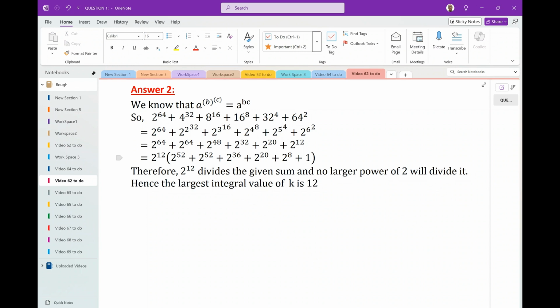Therefore, only 2 to the power of 12 divides the whole sum, and no larger power of 2 will divide it. Hence, the largest integral value of k is 12.